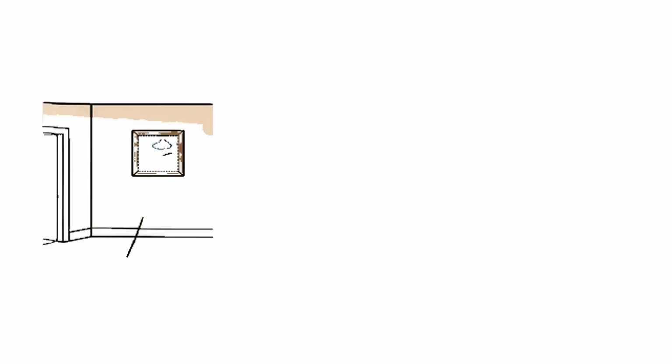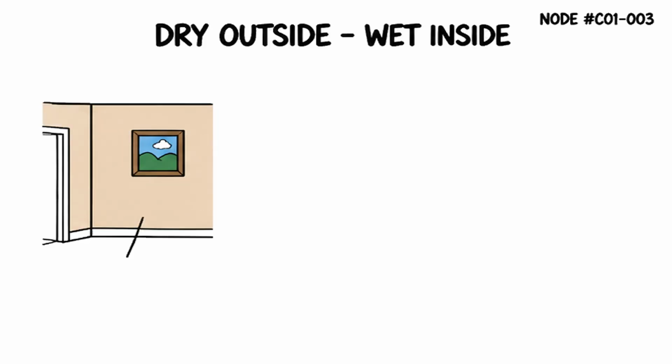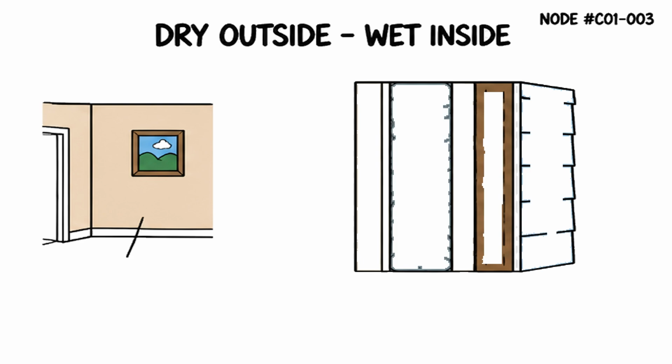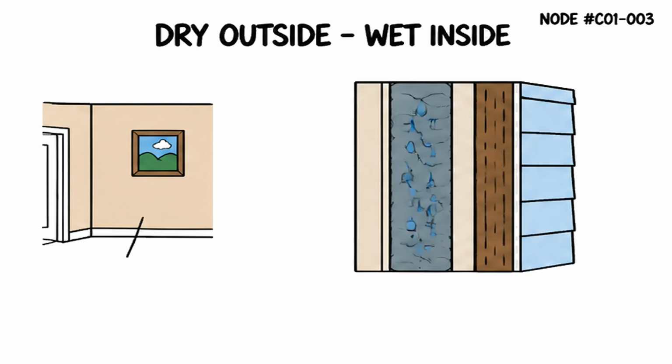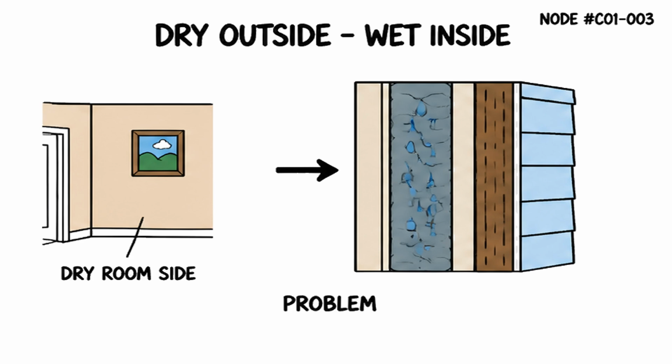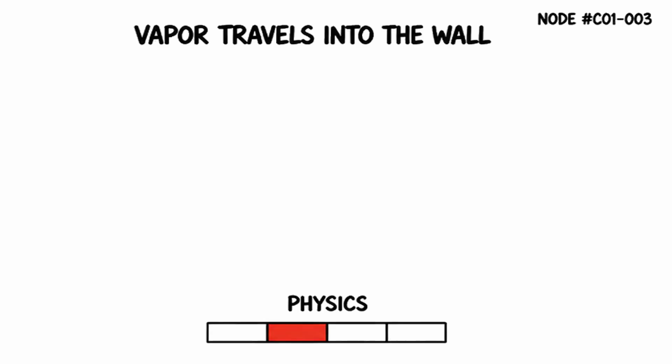This wall looks perfectly dry from the room, but open it up and the insulation is soaked. The sheathing is dark. The water did not leak in from outside. It was built by the wall itself. Dry outside, wet inside. Recap in one breath.